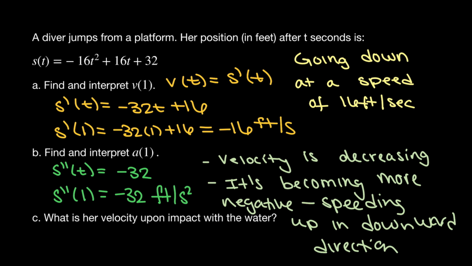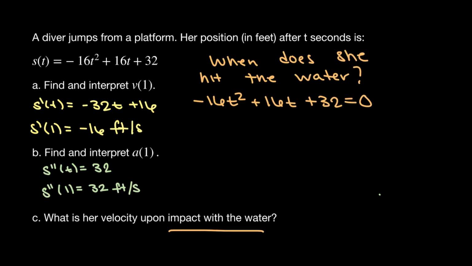Let's do one more application problem. What is the diver's velocity upon impact with the water? So to solve the last part of this, we have to figure out, well, when does she hit the water? So we want to know velocity when she hits the water. So when does she hit the water? Well, that's going to be when her position is equal to 0. We can assume that the water or the ground is our 0. So I'm going to set my position function equal to 0.